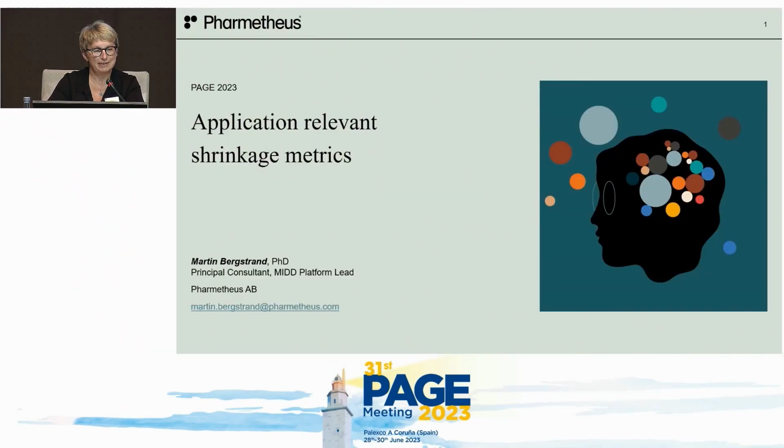It's a pleasure to go back to the session now. This will be a session about model diagnostics, and we have three very interesting talks. First, I would like to welcome my colleague, Dr. Martin Bergstrand. Martin is a principal consultant and an MIDD platform scientific lead at Prometheus. The talk he will give is named Application Relevant Shrinkage Measures.